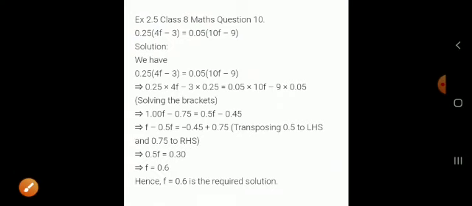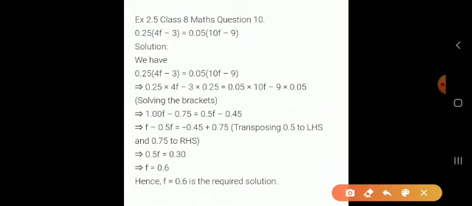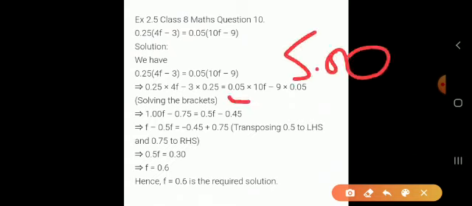So see here we are getting 1.00f. Similarly, 3 into 0.25, 3 into 25 is what? 75. So 75, how many decimals are there? 2 digits are there after decimal, so it will be 0.75. Now 0.05 into 10f. If we are not considering decimal, it is just 5 into 10. 5 into 10 is what? 500. And how many digits after decimal? 2. So it is 5.00.